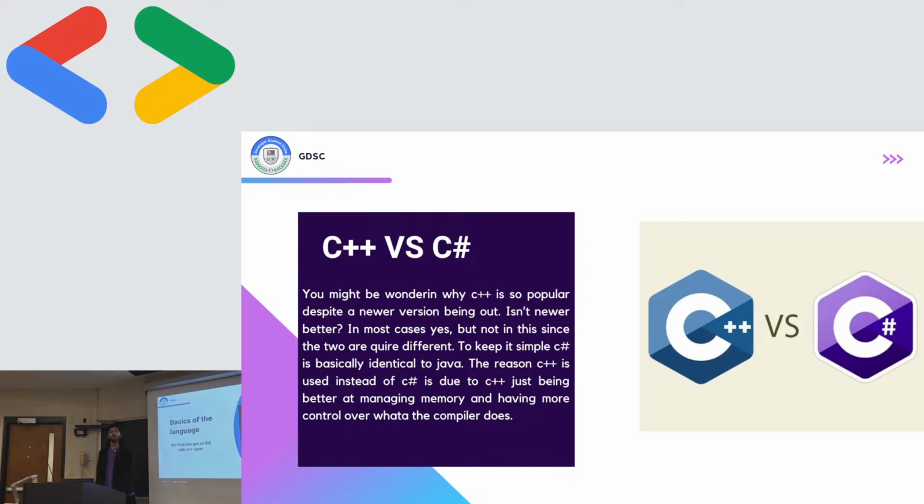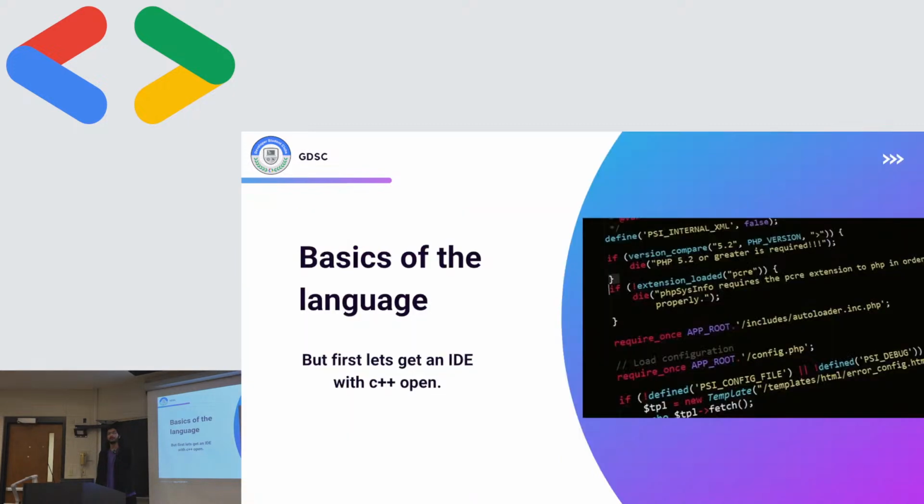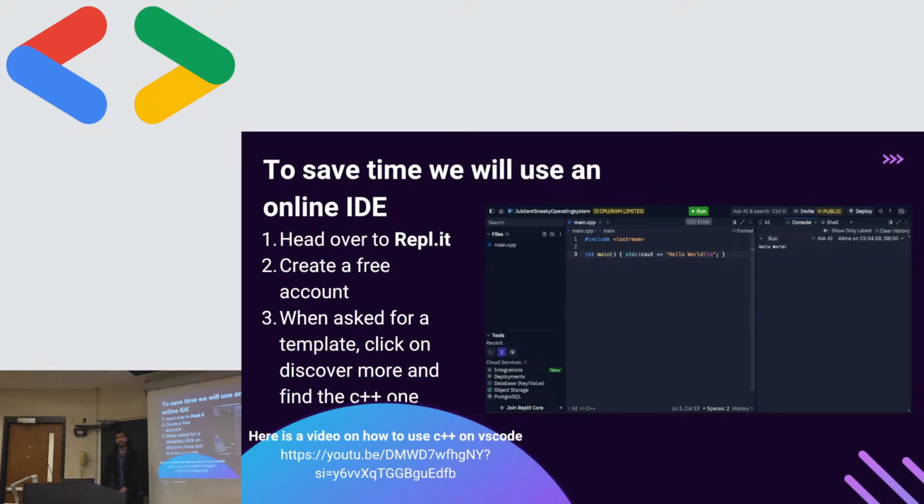All right, so before we start going through some of the basics of the language, we're going to have to, of course, have an IDE to code it on. What I use personally is VS Code in C++. The process for downloading that does take quite a while. So for the sake of this class, we're going to be using a website known as repl.it.